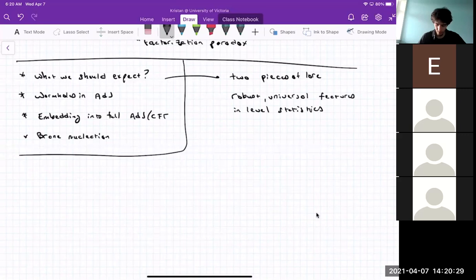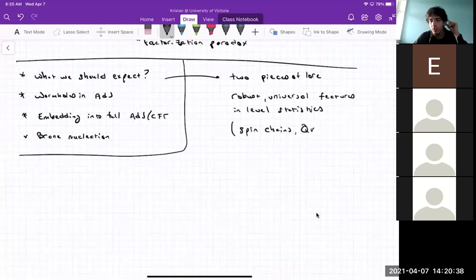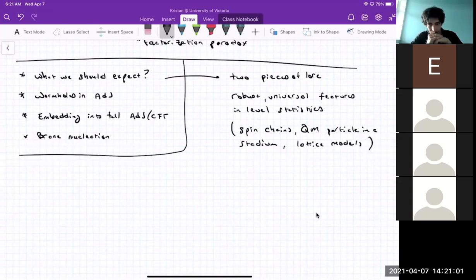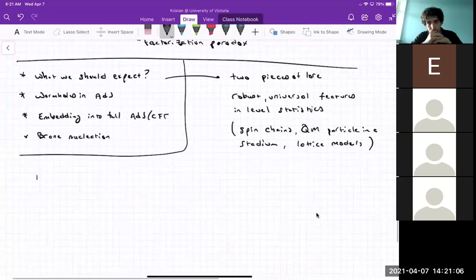And when I say robust and universal, I mean things like spin chains, quantum mechanical problems like a particle in a stadium, whose classical limit would be a classical chaotic system. Just roughly speaking, many lattice models. Although, as I understand it, there's not as much work in this setting on lattice gauge theories, but so be it. So the first thing that's very robust is something called nearest neighbor level repulsion.